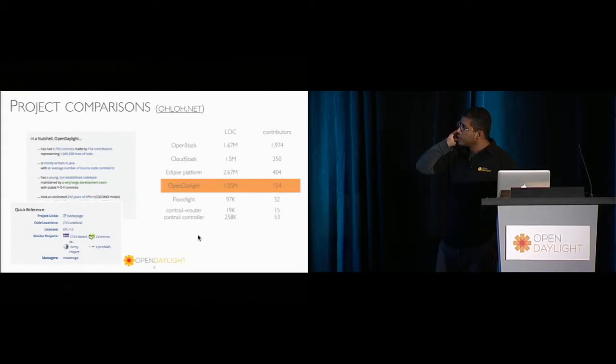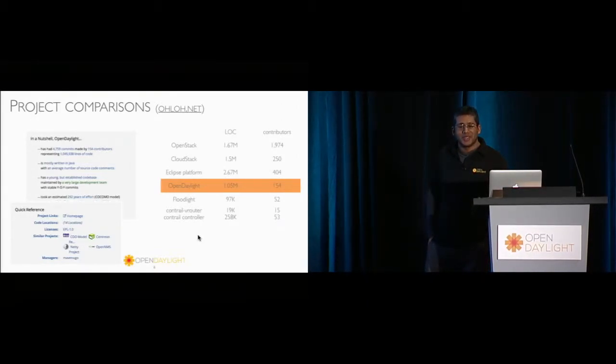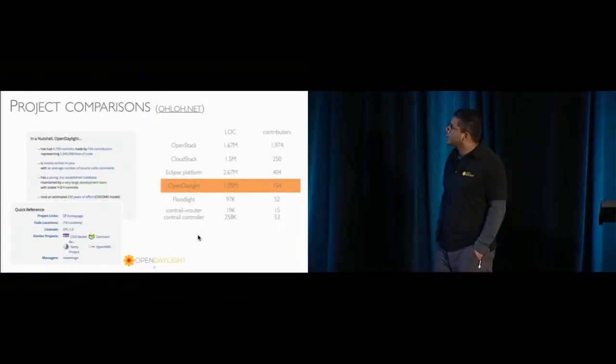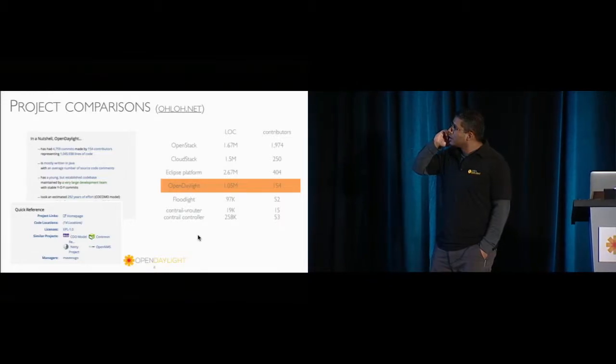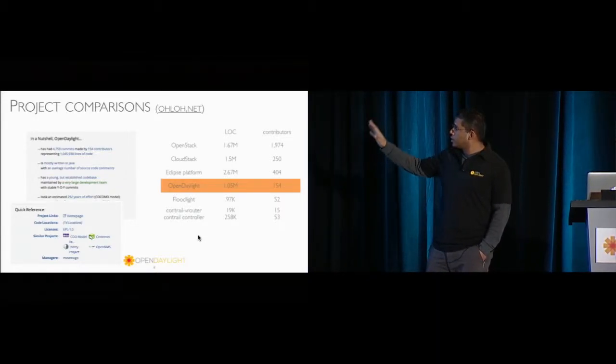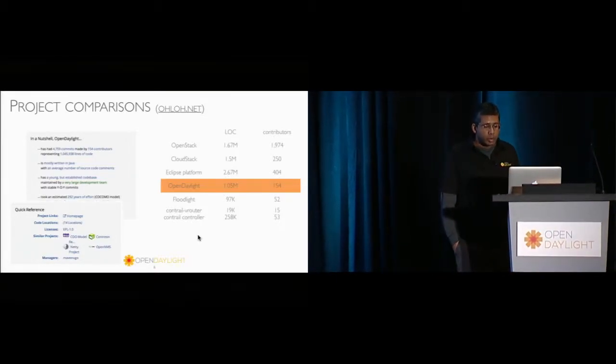So then if you look at OpenDaylight, which is highlighted there, it's not that far away from some of these things in just a year, right? It's already over 1 million lines of code. It's in the same neighborhood as some of the larger projects up here. And from a contributor point of view, over 150 contributors is also pretty large.